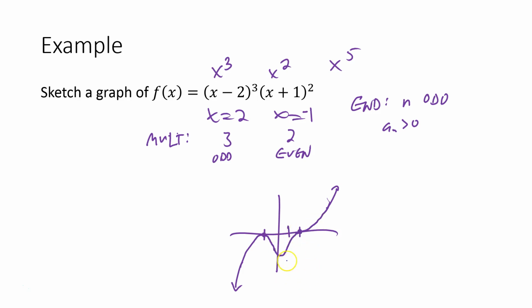You know, did you flatten out for the root? Did you bounce for this root because it was an even multiplicity? Those are the kinds of things that I'm looking for. Nothing else.